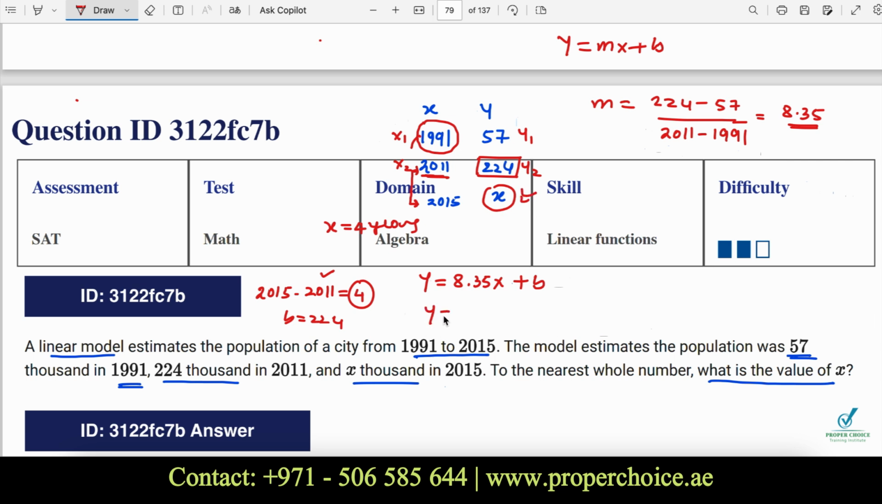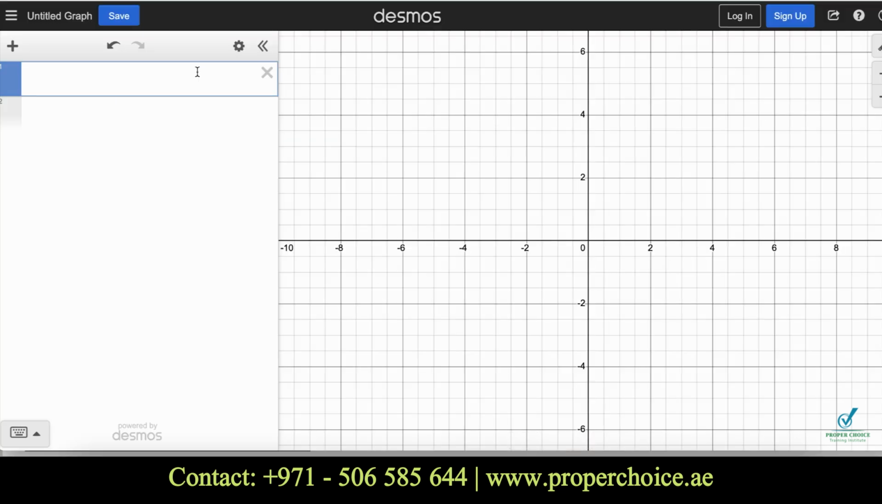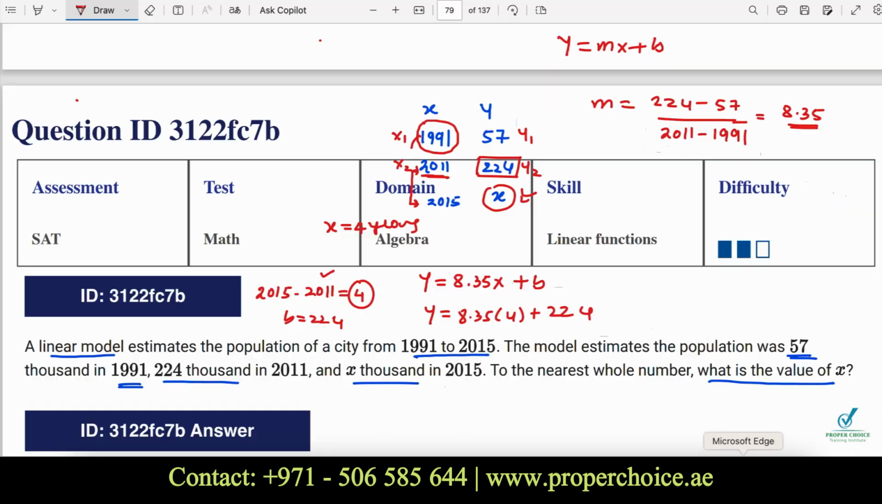In short, we have to solve for this value. So that is y equal to 8.35 times 4 plus 224. Put it in Desmos, and you'll get 8.35 times 4 plus 224, which gives us 257.4. So that is 257.4 thousand. As they said, nearest whole number. What is the nearest whole number to 257.4? So the number of population here is going to be 257.